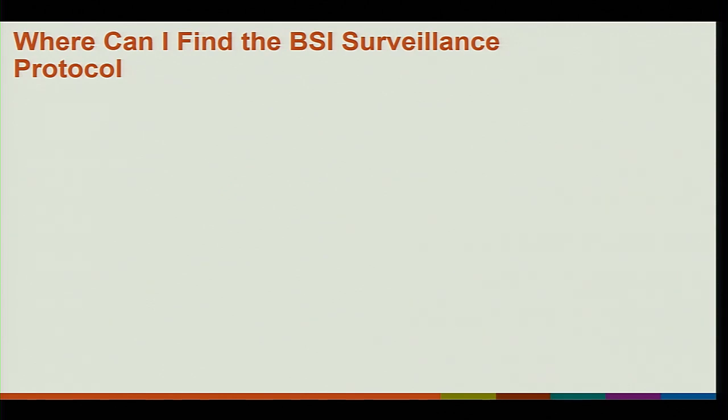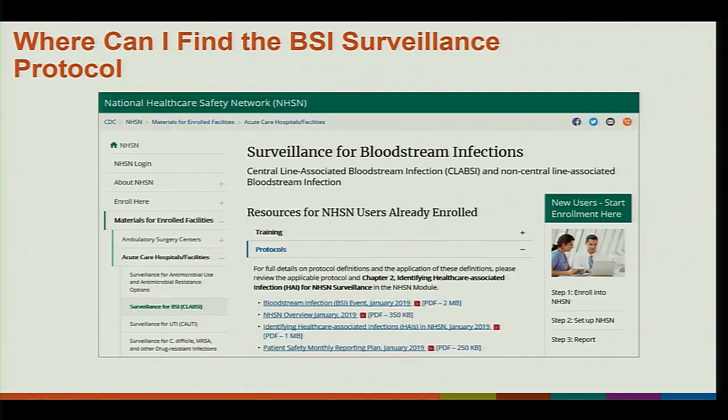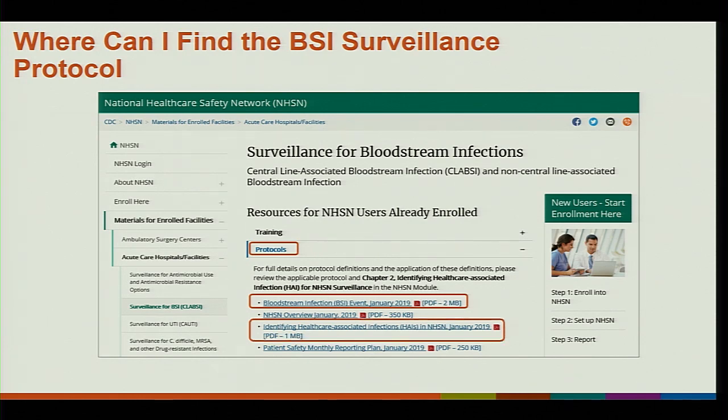So where can I find the BSI protocol? Under the protocols tab, the BSI chapter is listed first. Next is the bloodstream infection link, and this will open the BSI protocol. We will discuss this protocol in great detail today. You should also familiarize yourselves with chapter two, which was presented yesterday. This last highlighted area is the link that will take you to chapter two. This chapter provides the foundation on how to identify HAIs, including BSIs.